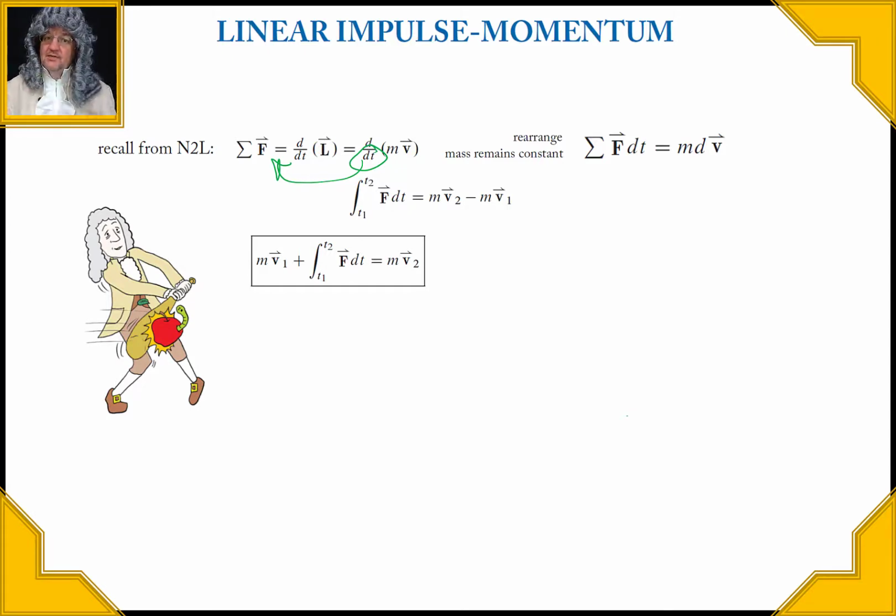We also saw the connective tissue with work and energy, so go back and take a look at that as well. Another way of writing this, by shorthand, is to say the impulse is IMP.